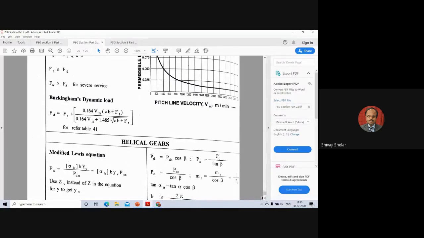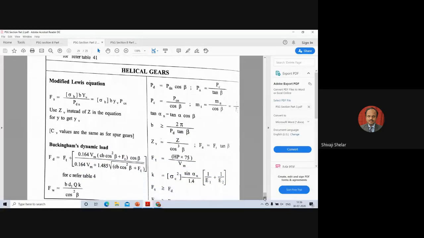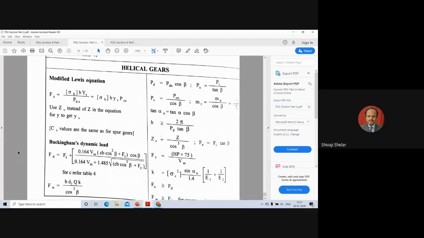We are going for helical gear, so we are using the helical gear Buckingham dynamic load formula here. The FD is equal to FT, this formula. You can see this term, V m, means your pitch line velocity here. C is your deformation factor. B is your face width. Beta here is the helix angle. We have used psi as the helix angle, so accordingly we have changed that formula. FT is your tangential load. We are writing it there as PT. So by using this formula, you can calculate the Buckingham dynamic load.